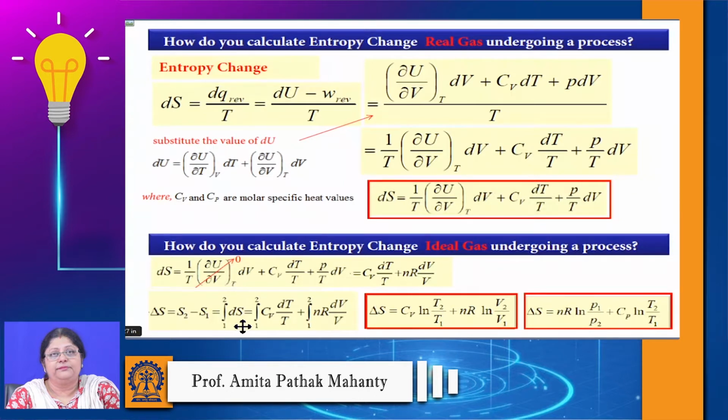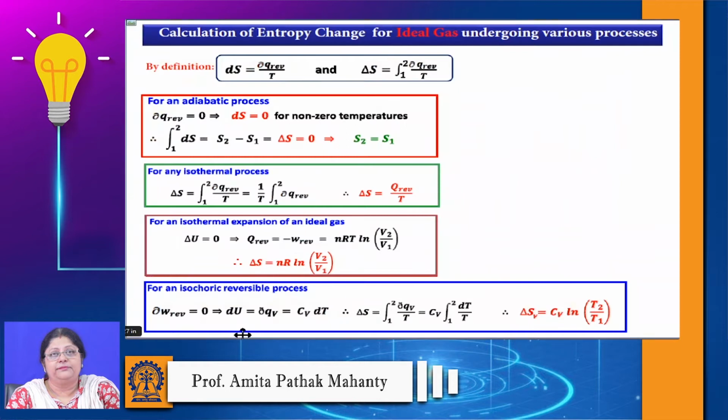And if we do that, we had taken this as the general expression for an adiabatic process. What should be the entropy change? We had said that dq reversible is going to be 0 because it's an adiabatic process. So the initial and the final entropy will remain the same, and the entropy change for that particular process is going to be 0.